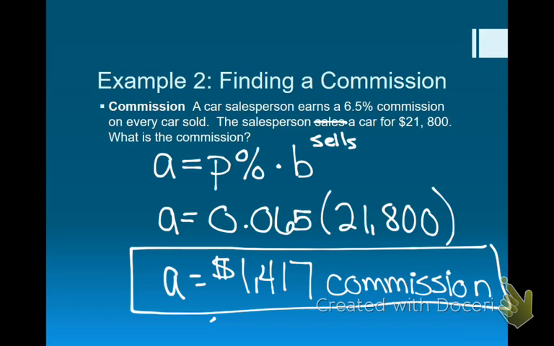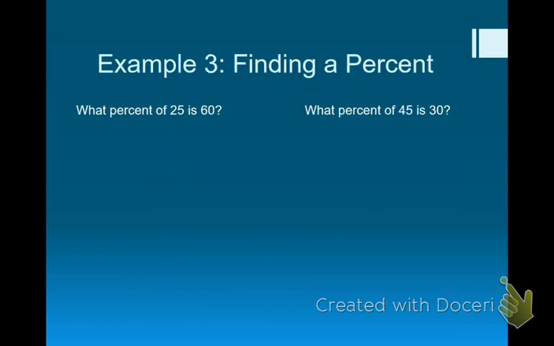You're probably going to have something along those lines on your homework assignment. In example 3, you're solving for a different part of the percent equation. It says, what percent of 25 is 60? You have to decide which value is A and which value is B and plug them in. Clearly you're solving for percent, so you're going to have P as your variable. Go ahead and try to plug them in. Don't solve it all the way, but just go ahead and plug them into the equation.